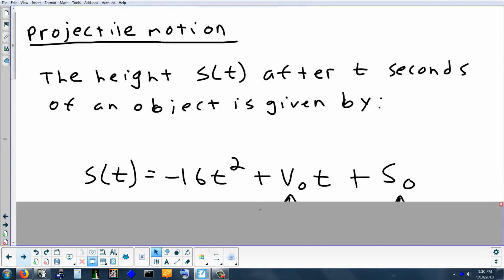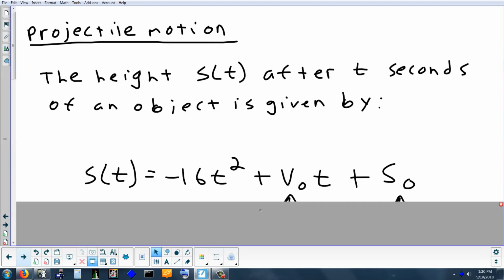So this is the simplified equation. It doesn't really take into account some real-world factors. So if you tried this in real life, it might not work exact. But it's a simplified version of projectile motion, which basically means you take an object, you throw it. It doesn't have like a motor on it. It's not like a rocket.